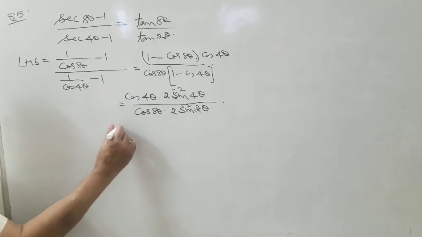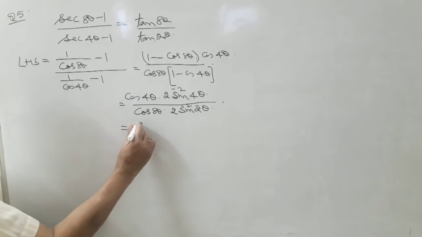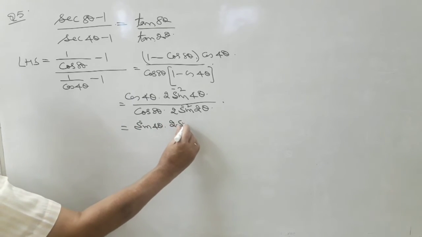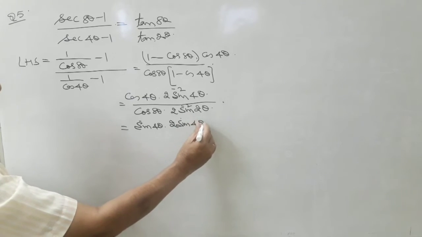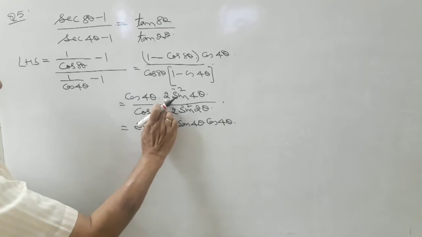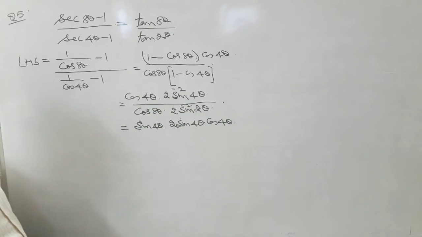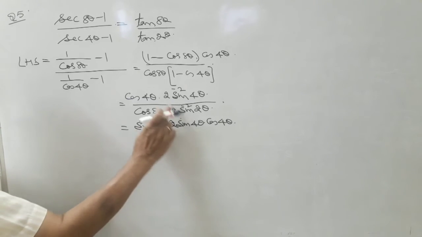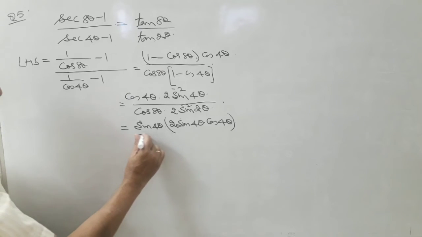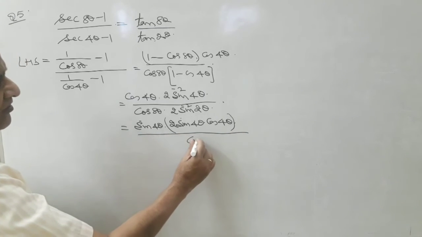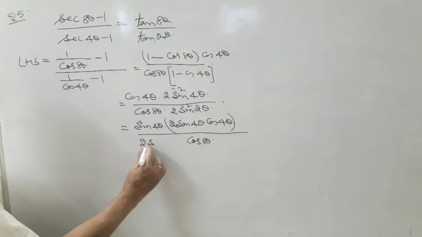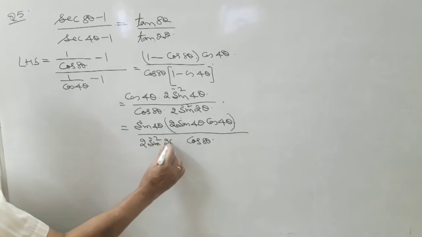So it is equal to, this becomes here sine 4 theta into 2 sine 4 theta, sine 4 theta cos 4 theta. Split the sin square 4 theta as sin 4 theta into sin 4 theta. 2 adjust here, it becomes like this. In the denominator, it is cos 8 theta, and here it becomes 2 sine square of 2 theta.